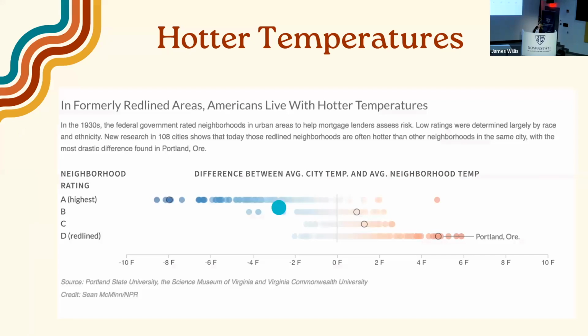And this was an interesting study of 108 cities that looked at the average neighborhood air temperature as compared to the average of the city. And it found that in almost every city that it studied, redline neighborhoods were more likely to have hotter temperatures on average, up to 13 degrees hotter on average in redline neighborhoods in Portland, for example.